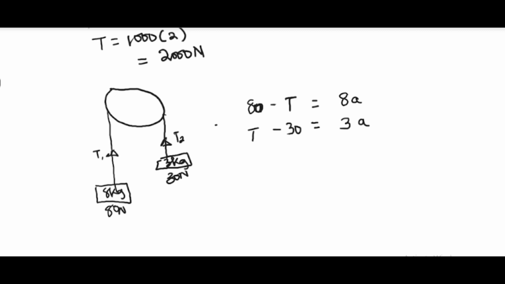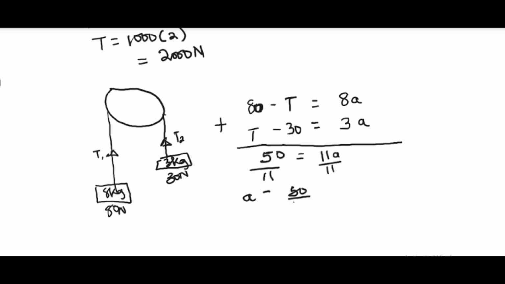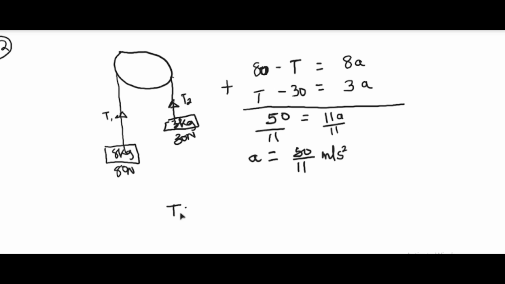So since we are looking for acceleration, we'll divide both sides by 11. So our A is 50 over 11 meter per second squared. All right, so to find tension, I can use any of the equations, but I think equation 2 will be lighter to use. So using the second equation, tension minus 30 is equal to 3 into 50 over 11. So simplifying, we have T equal to 150 over 11. I just took minus 30 to the other side, and it will become plus.